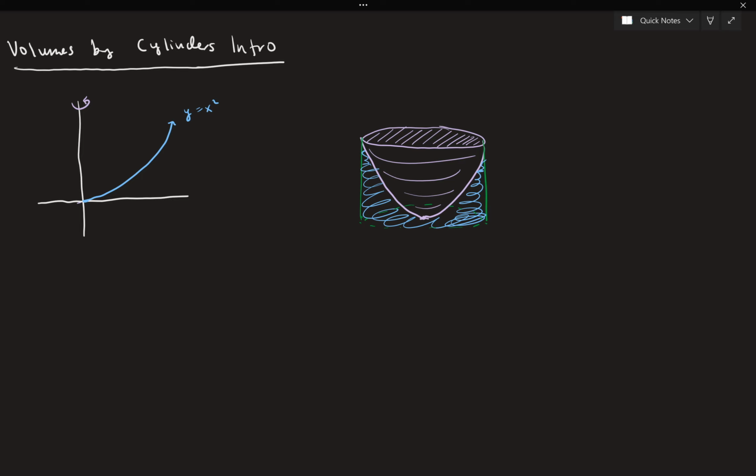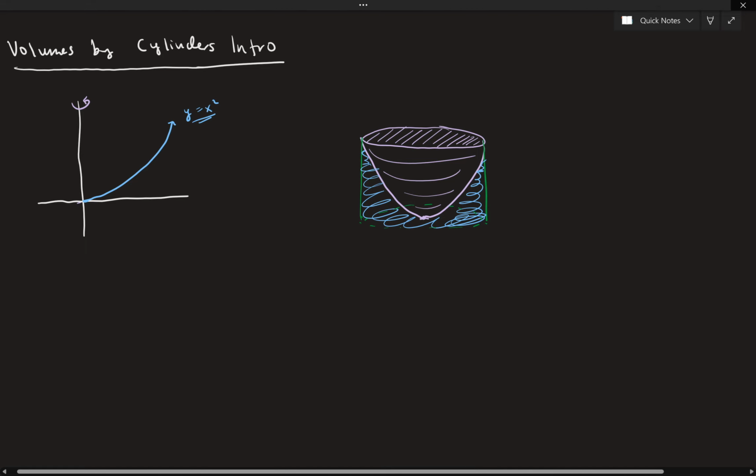Okay, so here's the intro video for volumes by cylinders or cylindrical shells. The example I want to use to motivate this idea is the same sort of example I used for the disk intro video, except in the disk video, we rotated it around the x-axis. In this video, I want to rotate it about the y-axis.